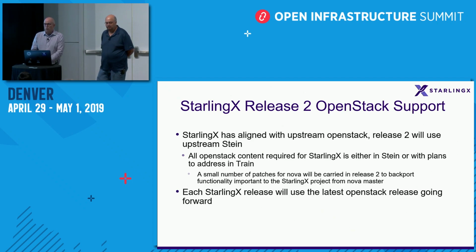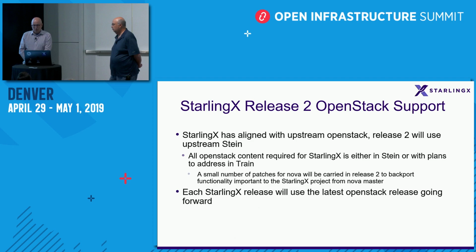So, StarlingX Release 2 OpenStack support. As Bruce touched on, in our Release 1 we were carrying quite a few out-of-tree patches. Since then, we've done a full pivot to aligning with OpenStack upstream. As I mentioned, Release 2 will be based on Stein. All OpenStack content required for StarlingX is either available in Stein, or we have plans to address it in Train. As part of that, we will be carrying a small number of patches for Nova. Once they're available in Train, we'll be backporting them to our Stein branch. But after that, we will be fully aligned with OpenStack Master.